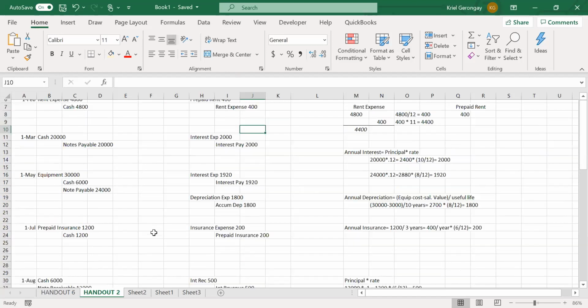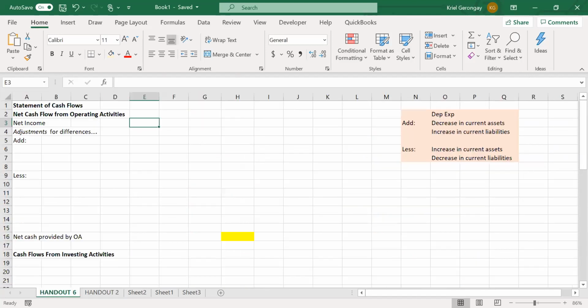Jenny, we'll just proceed to Handout 6. So for Handout 6, we're doing statement of cash flows. If you remember, you did cash flow accrual in your previous handout, and basically this statement of cash flows is the opposite of what you're doing. So we're converting accrual to cash this time.